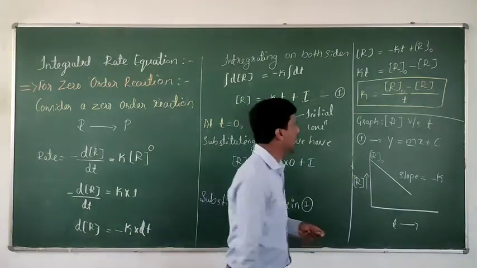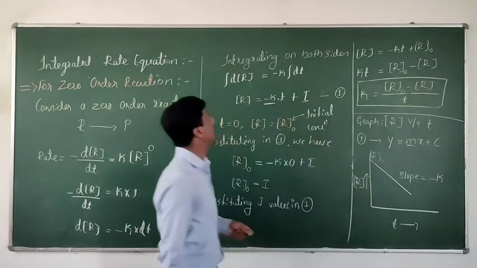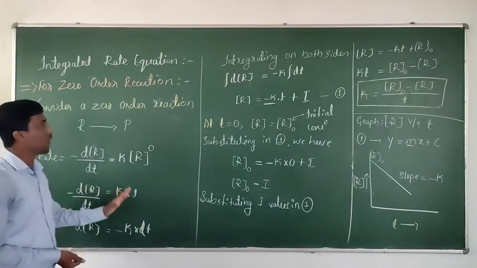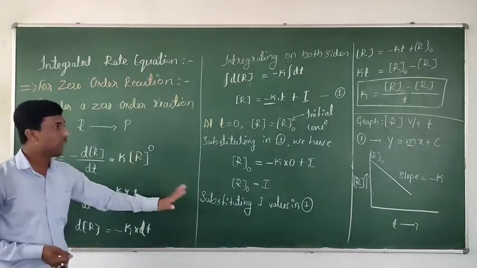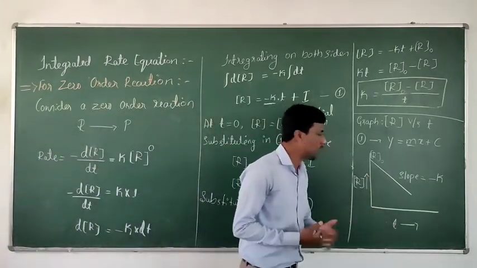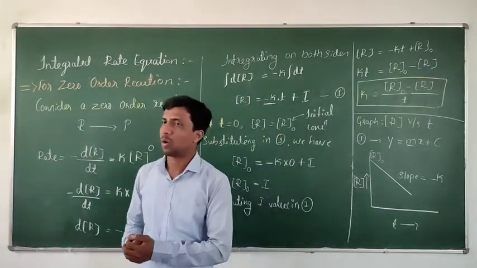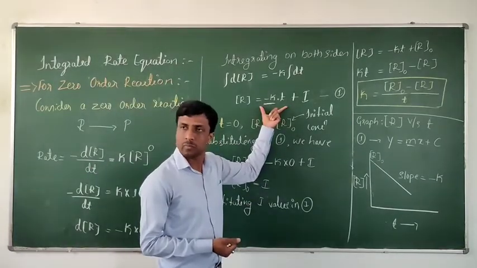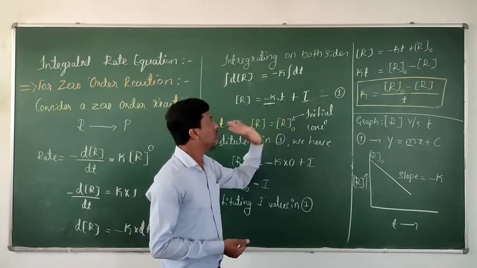This is about the integrated rate equation for the zero order reaction. They ask a 3 marks question: you have to derive all the equations and you must draw the graph also, by using equation number 1.